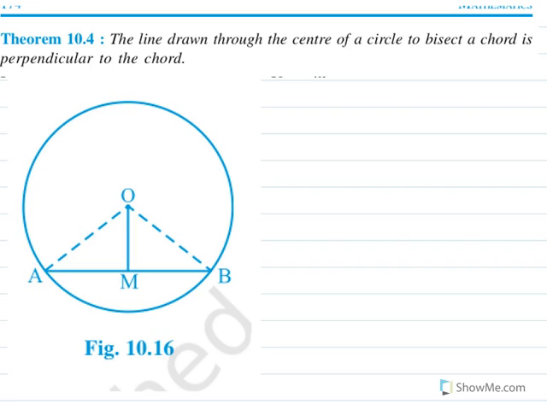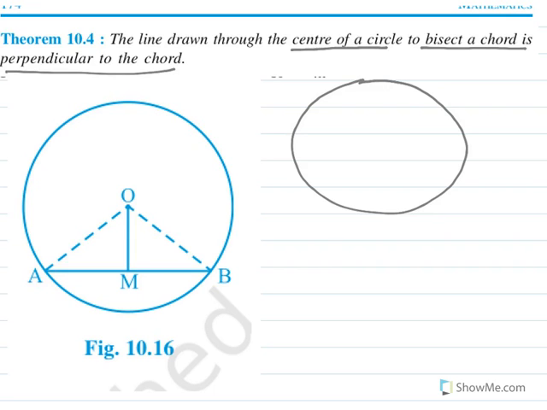Theorem 10.4. A line drawn from the center of the circle to bisect a chord is perpendicular. Now, the meaning of this is, if you have a circle, the circle has a center and then you have a chord. And now you draw a line from the center of the circle to bisect the chord. Means you need the midpoint of this chord. This is midpoint of the chord, M. And you join this line now. The line you join it from center to midpoint. It bisects the chord. We need to prove that it is perpendicular.